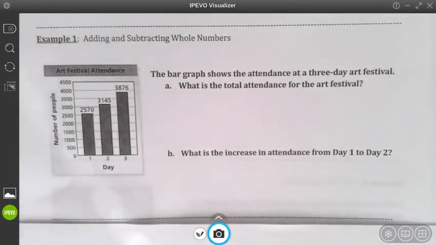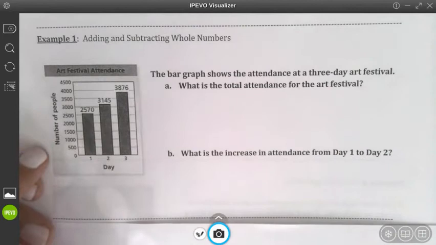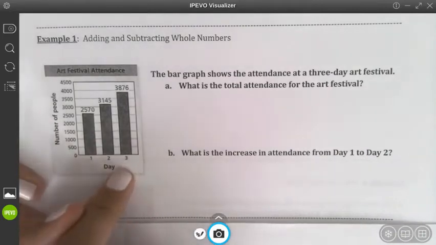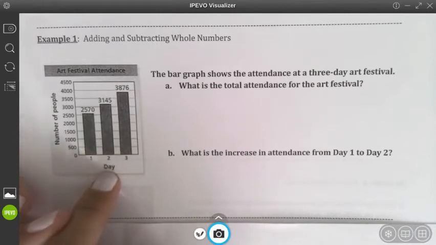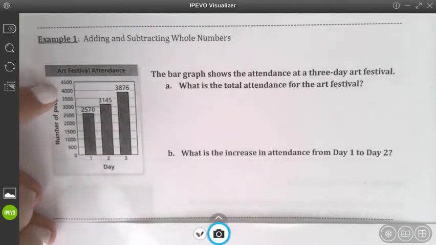Okay, so example 1, adding and subtracting whole numbers. The bar graph shows the attendance at a 3-day art festival. What is the total attendance for the art festival? So first we need to understand this chart. This chart gives me a couple different titles. We've got a label for the X, we call this the X-axis. It's the number of days or what day it is. And then we've got on the Y-axis going up, the amount of people.